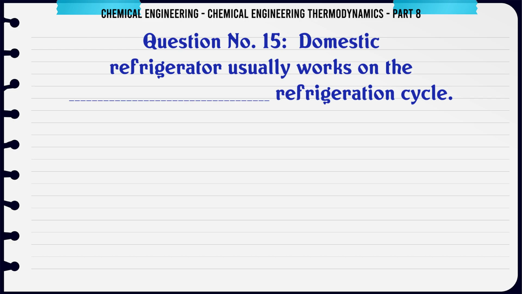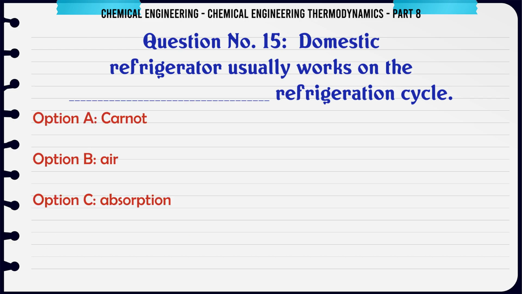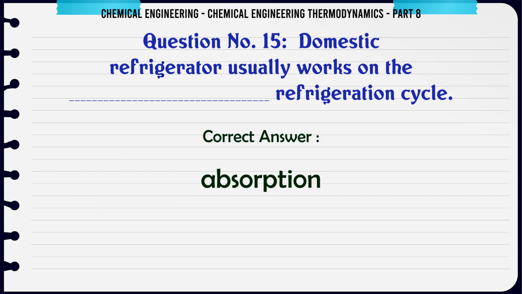Domestic refrigerator usually works on the refrigeration cycle: A. Carnot. B. Air. C. Absorption. D. Vapor ejection. The correct answer is absorption.